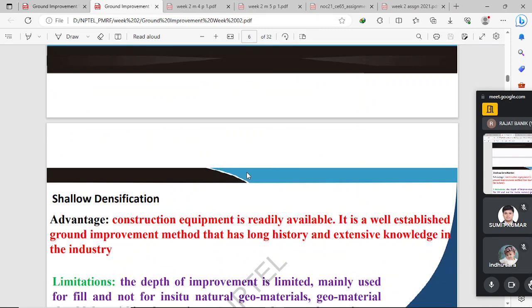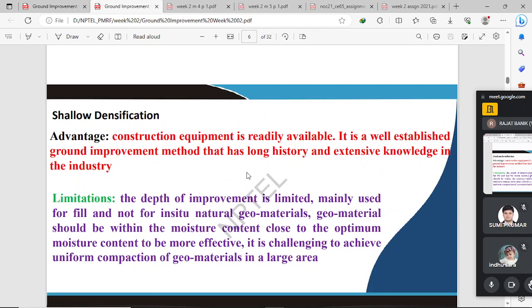Then, moving forward, there are a few advantages and different limitations for shallow densification. The advantages, which we already touched on, are that this equipment is readily available in the market and it is a widely well-established ground improvement method. Anyone can learn this equipment very easily, and it has a long history and is quite popular.